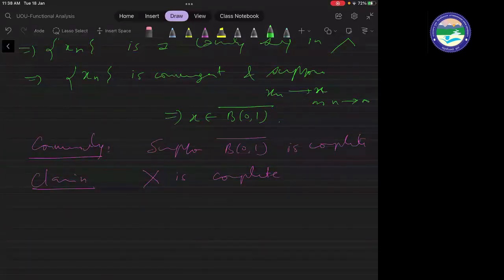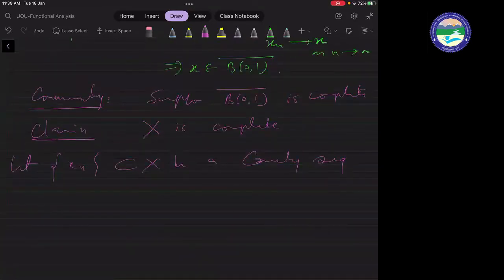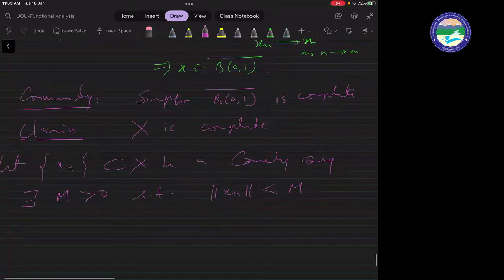How do we show that a metric space is complete? Tell me the definition. Sir, a normed space is complete if every Cauchy sequence converges. Yes, so now take an arbitrary Cauchy sequence, let xn be a Cauchy sequence. You have read that a Cauchy sequence is bounded, right? Since a Cauchy sequence is bounded, there exists some positive m such that norm of xn is less than or equal to m for all n in Z plus.